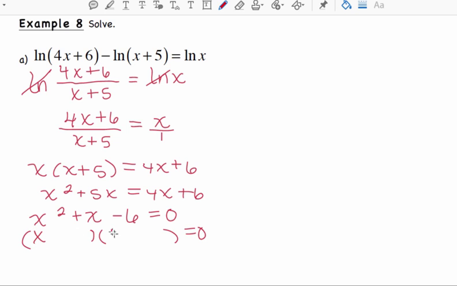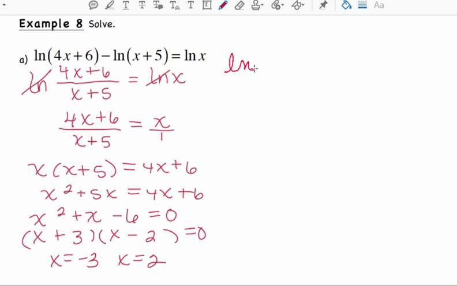And then we have x and 3 and 2. And to get a positive x on the inside, the 3 is going to be positive and the 2 is going to be negative. You get x is equal to negative 3 and x is equal to 2. And then we're going to go ahead and substitute in the check.